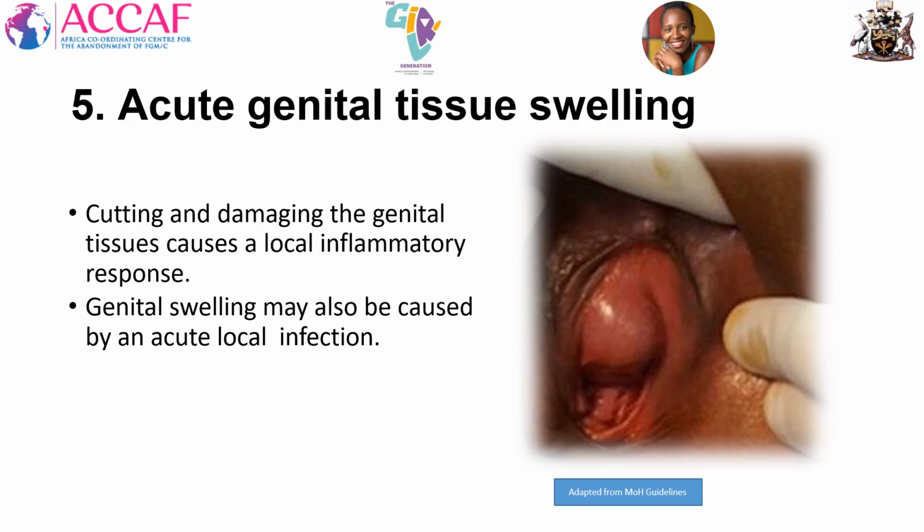Then the fifth type of immediate physical complication is acute genital tissue swelling. In cases where the cut happens, there are moments where the tissues get injured, and this can bring some local inflammatory responses, which lead to swelling. So tissue swelling can be due to the force, the damage, or generally the inflammatory reaction on the cut area. Genital swelling can also be due to infections, because infection can stimulate an inflammatory process that leads the tissue to swell. So how do we manage the tissue swelling in this regard?